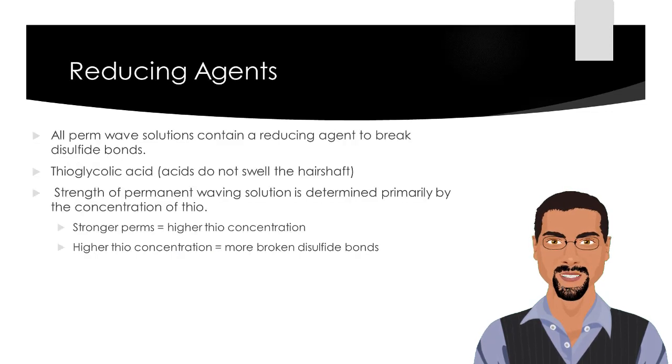All permanent wave solutions contain a reducing agent. The reducing agent is the chemical that is used to break the disulfide bonds. The reducing agent commonly found in permanent waving solutions is known as thioglycolic acid. The strength of the solution is determined by the concentration of the thioglycolic acid. Stronger perms have a higher concentration of thio, which means that stronger perms will break more disulfide bonds than a weaker perm with a lower concentration of thio.